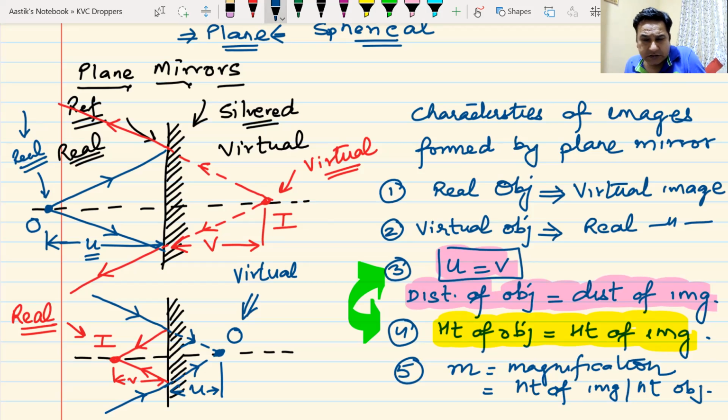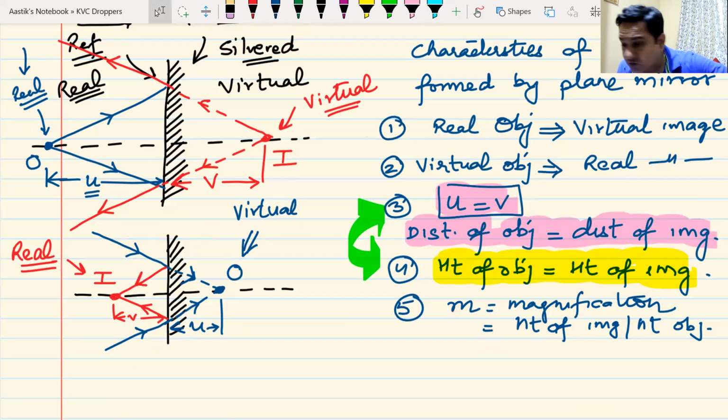How much is the image magnified? If you look at the magnifying glass, very small objects appear big. Magnification is very large. Height of the image is very large compared to the height of the object. Do we understand this? What is magnification? In short, magnification is the ratio of the height of the image to the height of the object. Do we understand this? Now, in this case, since both are same, the value of magnification would be equal to 1.